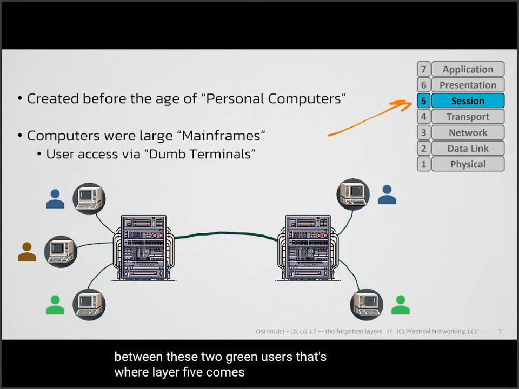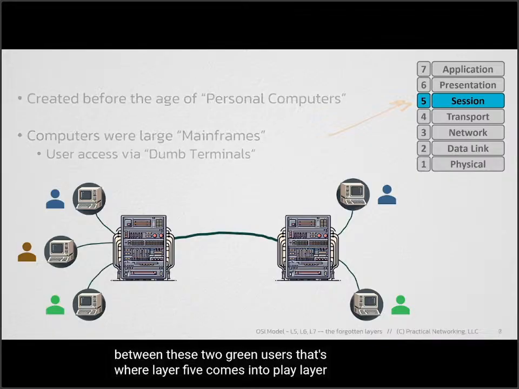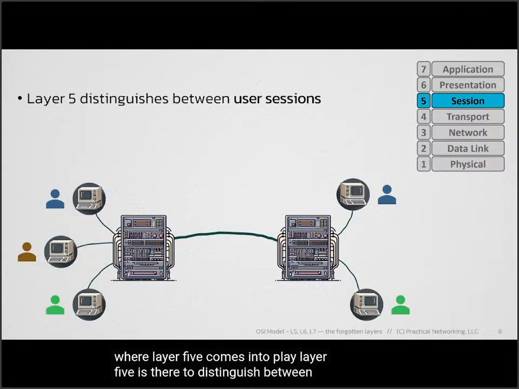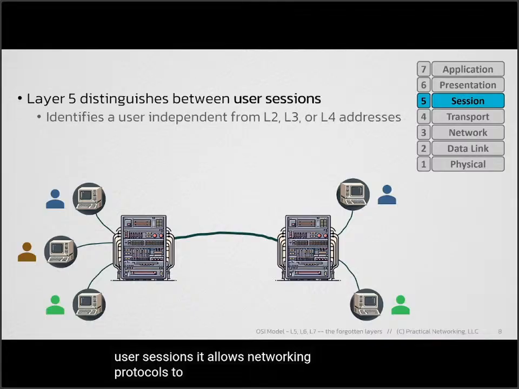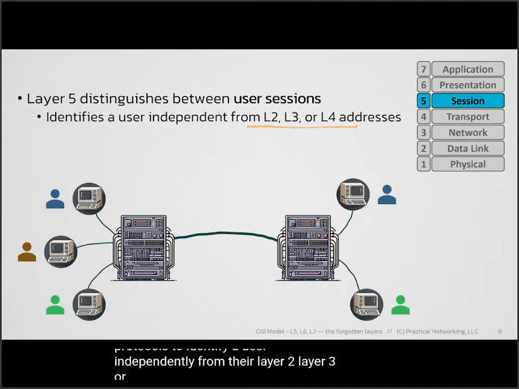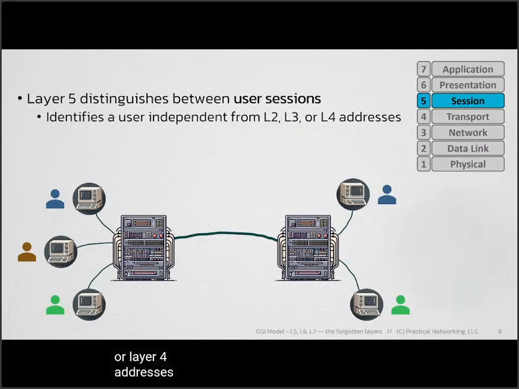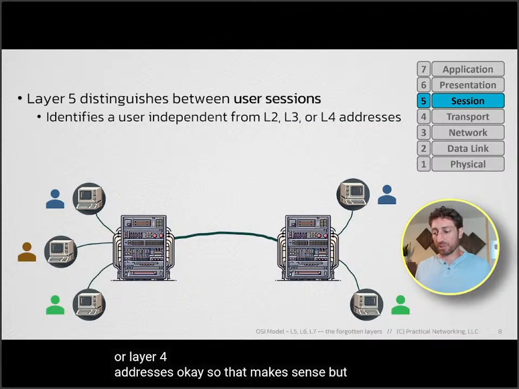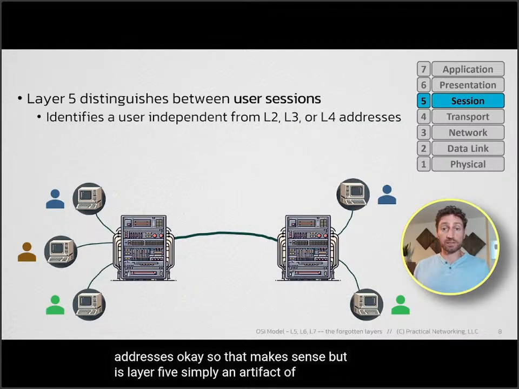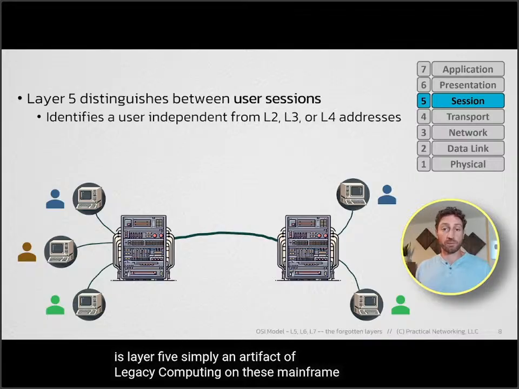That's where layer 5 comes into play. Layer 5 is there to distinguish between user sessions. It allows networking protocols to identify a user independently from their layer 2, layer 3, or layer 4 addresses. Okay, so that makes sense, but is layer 5 simply an artifact of legacy computing on these mainframe computers?